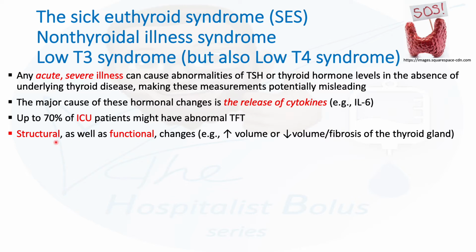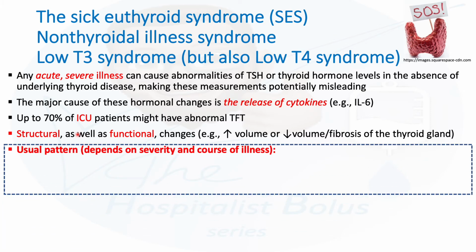Now, what is kind of interesting is the finding that there are actually some structural as well as functional changes that can happen in the thyroid itself. Sometimes the thyroid might increase in size, or there might be a decrease in size or fibrosis because of the inflammation inside the thyroid tissue itself as a result of this acute illness, not because of an underlying thyroid disease. Now, the usual pattern, and I think that's really important to note: usually what happens with the thyroid function test in acute illness is partly associated with the severity of the illness.